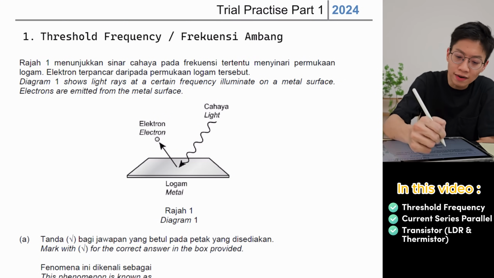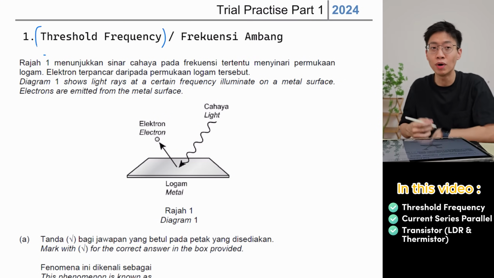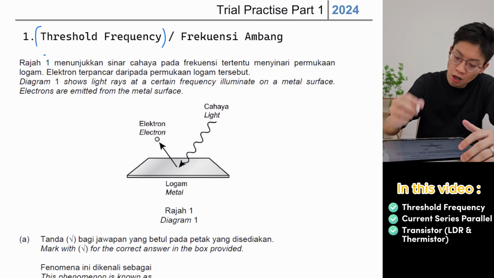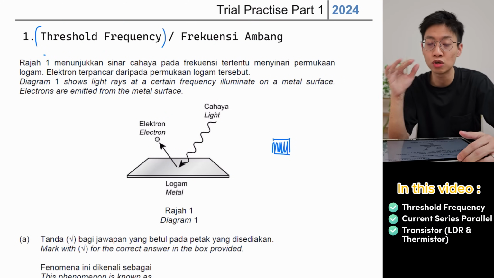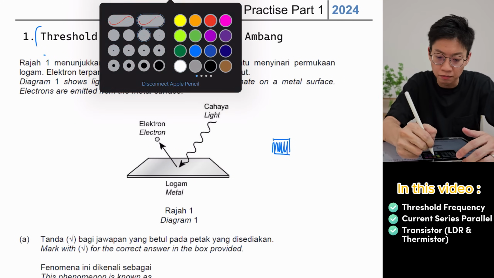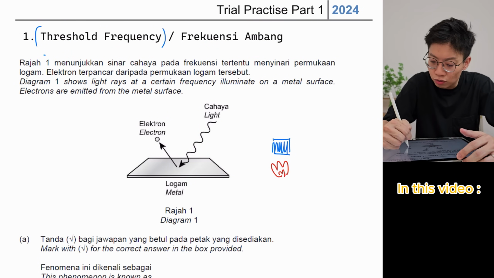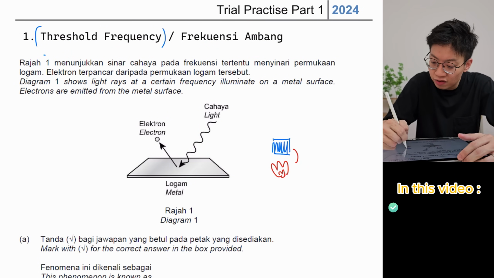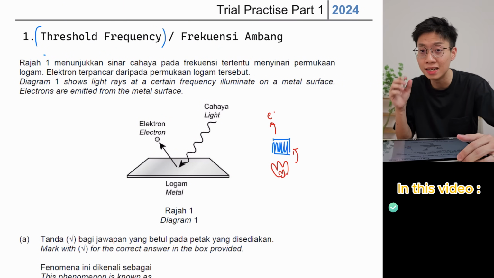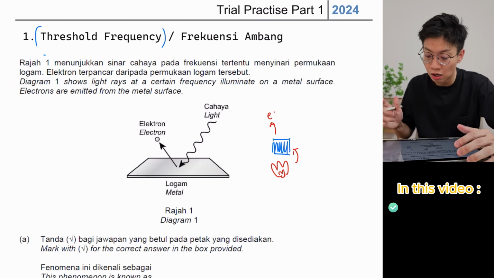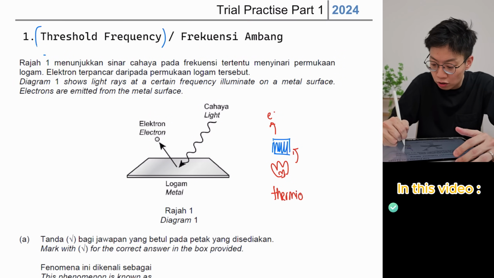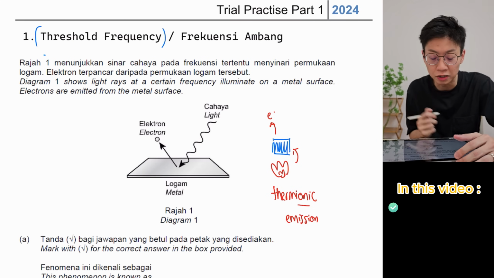Now, for the first one, I'm going to introduce you to the concept of what is a threshold frequency. Similarly to what we have learned before in electronics, there's something called thermionic emission. What is thermionic emission? When you take a fire and give this metal a bit of heat, your electrons will be emitted. This process is known as thermionic emission. Why? Because of temperature and ionic, this is called thermionic emission.